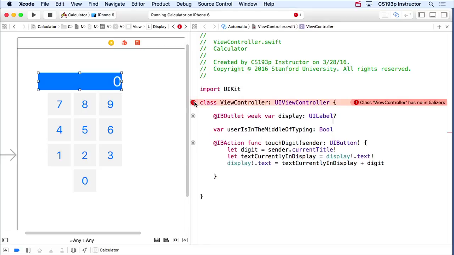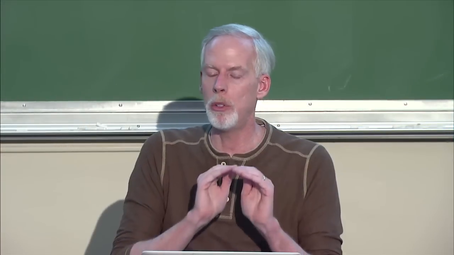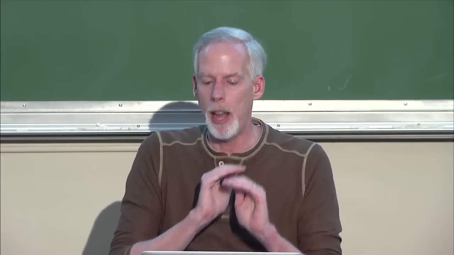Class ViewController has no initializers. Now you're doing your homework and you're like, what the? That has nothing to do with what I just did. I just typed a var here. What does that mean? Well, the reason you're getting that error is because in Swift, all properties, every single one, have to have an initial value. You are not allowed to have any properties that don't have an initial value. So how do we give this thing an initial value?